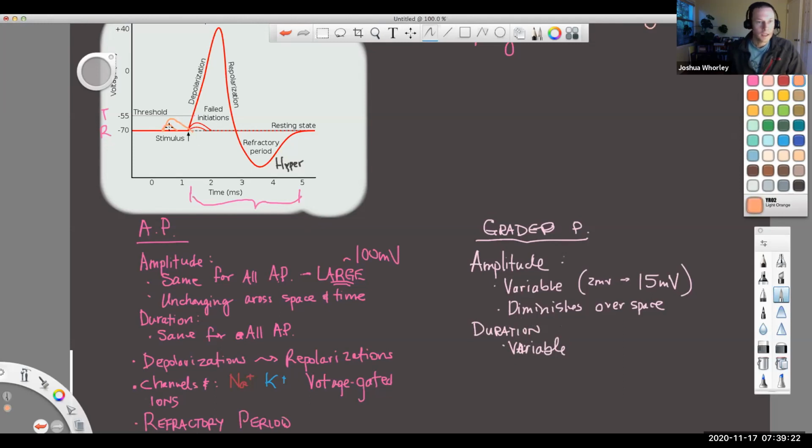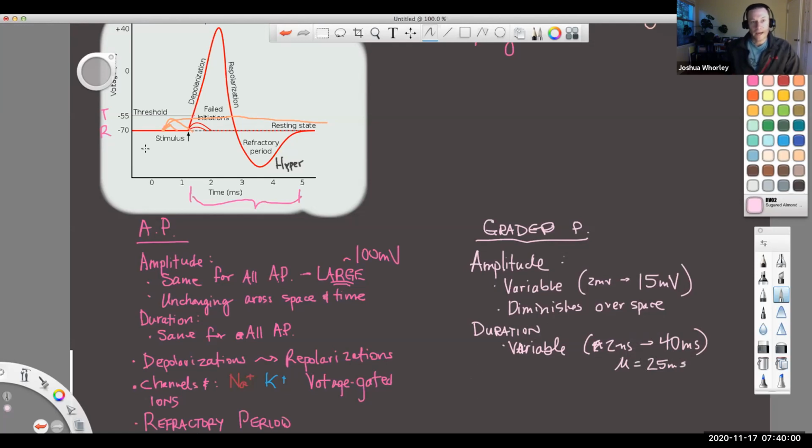Now it could be that long. Some of these graded potentials are actually very, very long lasting, like upwards of 30, 40 milliseconds, right? So these could be somewhere like 2 milliseconds to something like 40 milliseconds or even longer. Average is like 25 milliseconds, right? So the mean is like 25 milliseconds for most graded potentials.